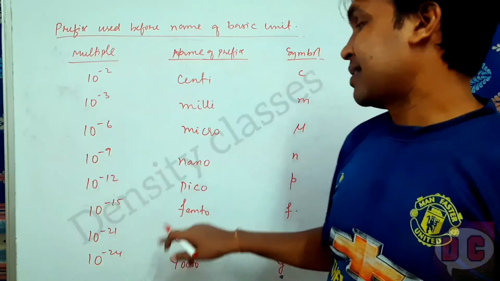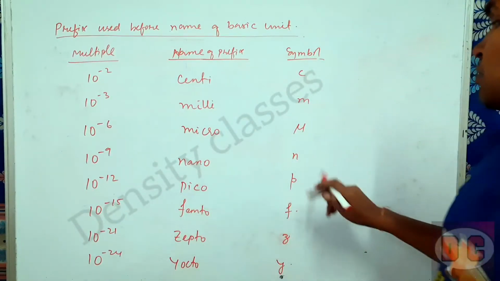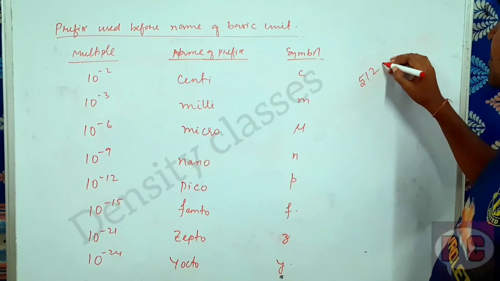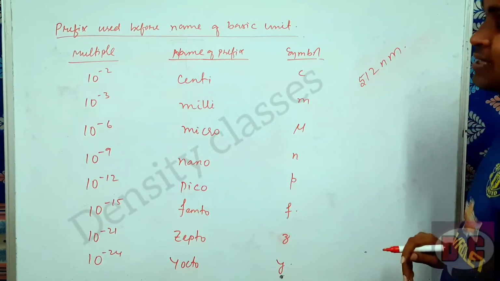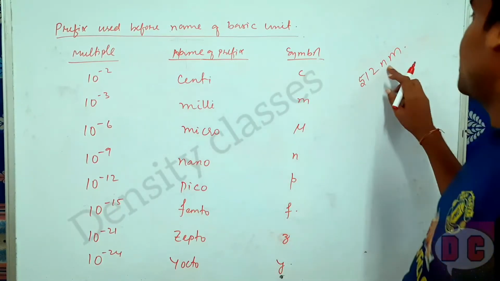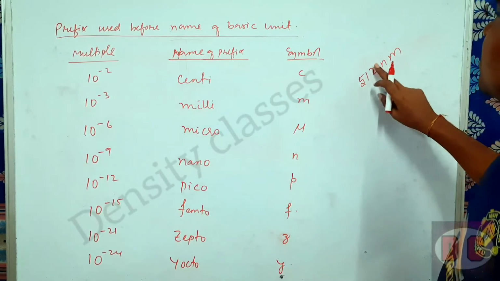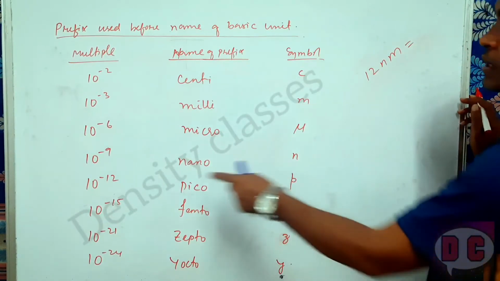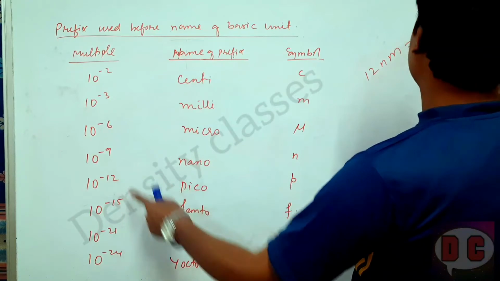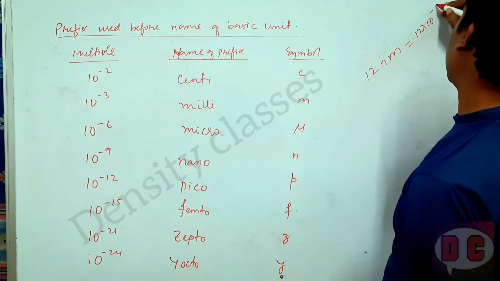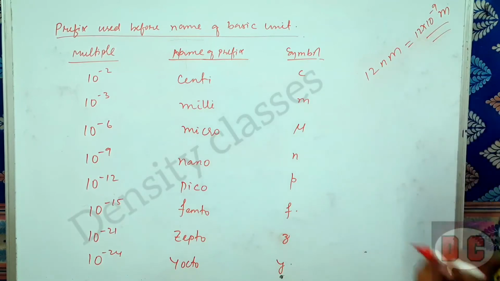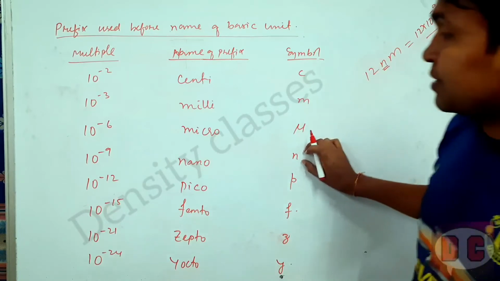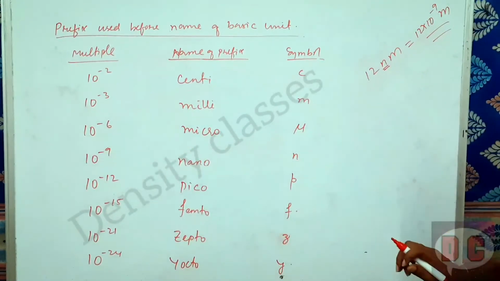Next is 10 to the power minus 9, which means nano, and the symbol is n. Suppose a wavelength is given as 12 nanometer. Wavelength is very small, so we measure it in nano. If you want to convert 12 nanometer into meter, nano is 10 to the power minus 9, right? So 12 into 10 to the power minus 9 meter. Are you getting my point, dear students? This is the basic unit, and the prefix of the basic unit is n. For the symbol n it is nano, and the multiple is 10 to the power minus 9.